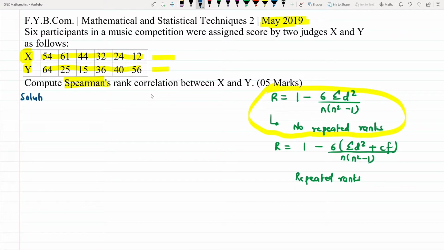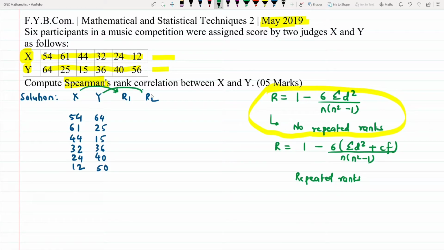We are going to first have the data in a tabular form. So we have capital X, capital Y and their scores. Now the first thing which we are going to do is give ranks to the scores which have been given by the 2 judges. R1 corresponds to the rank given by Judge X and R2 corresponds to the rank given by Judge Y. The obvious way of assigning the ranks is to look out for the highest value and give it rank 1 and then successively rank 2, rank 3 to the lower values.